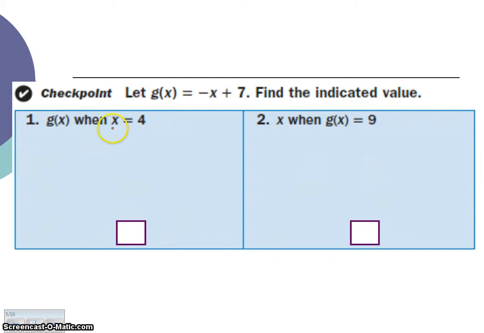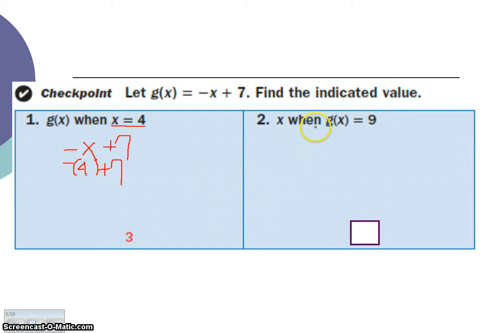The first one, you are going to put in x is 4 into the equation, negative x plus 7. Please pause the video so you can complete it. You are substituting 4 in for the x, and negative 4 plus 7 is 3.